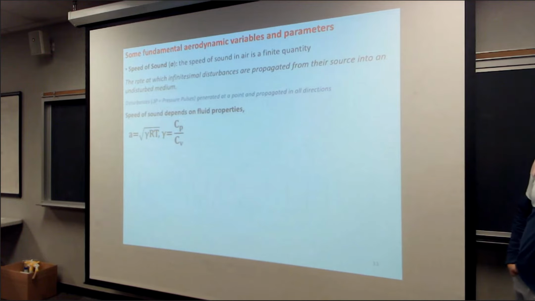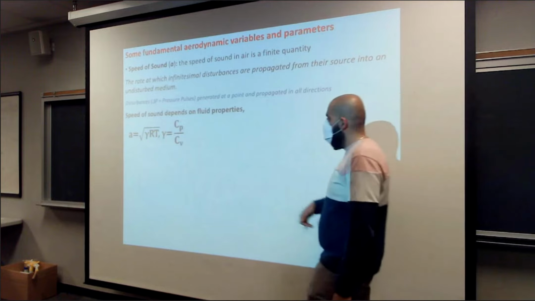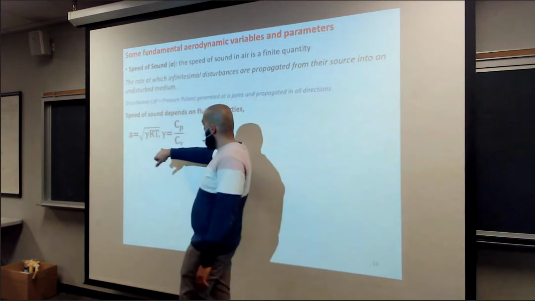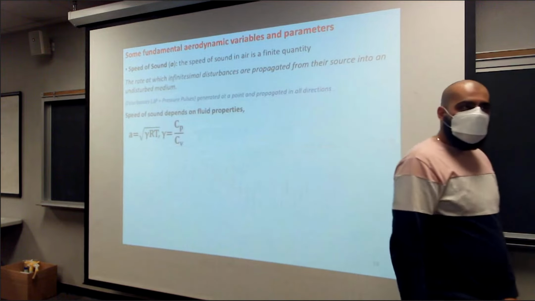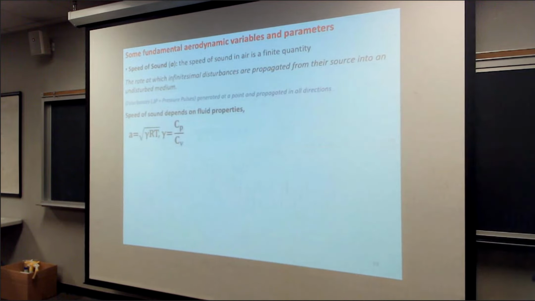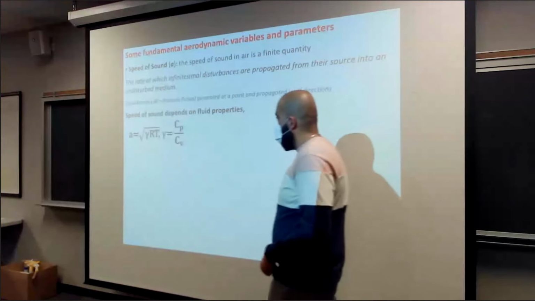Speed of sound is a fluid property and is going to depend on the temperature, gamma, which is the ratio of the heat capacity, Cp over Cv, and the gas constant. You can calculate the speed of sound with this equation: the square root of gamma RT.